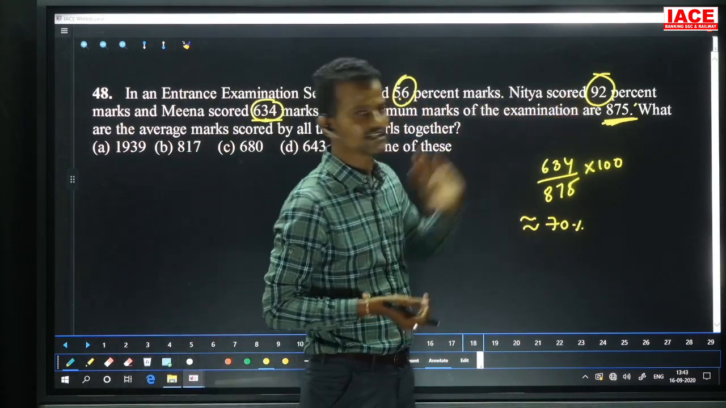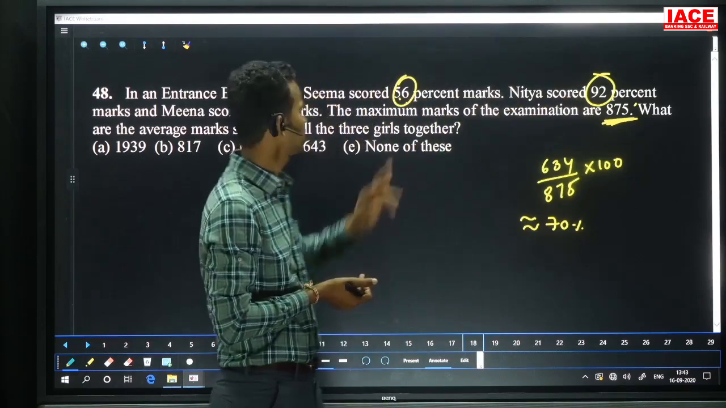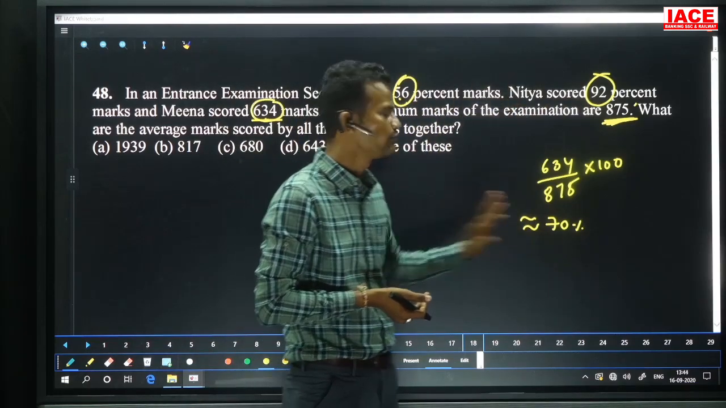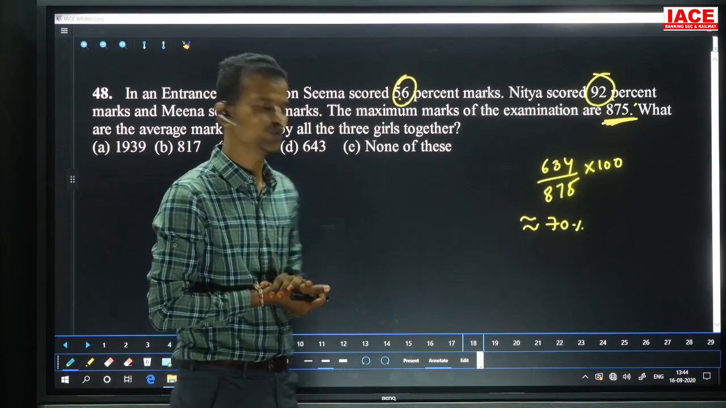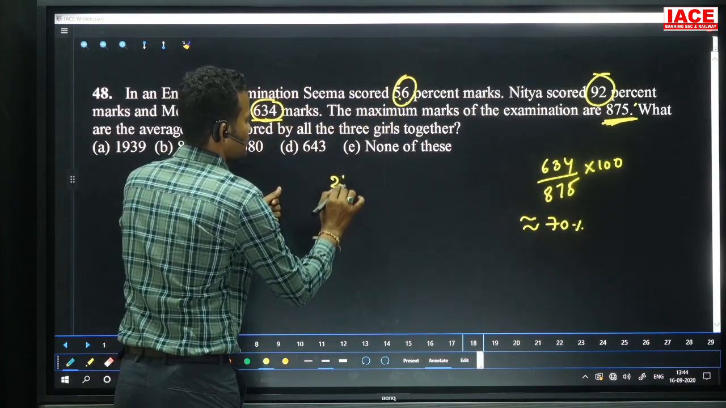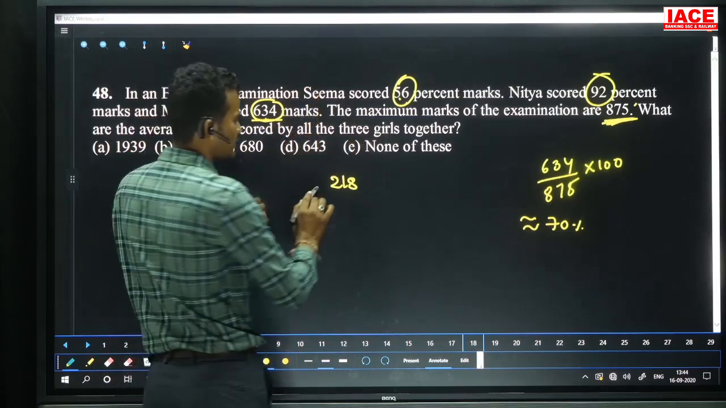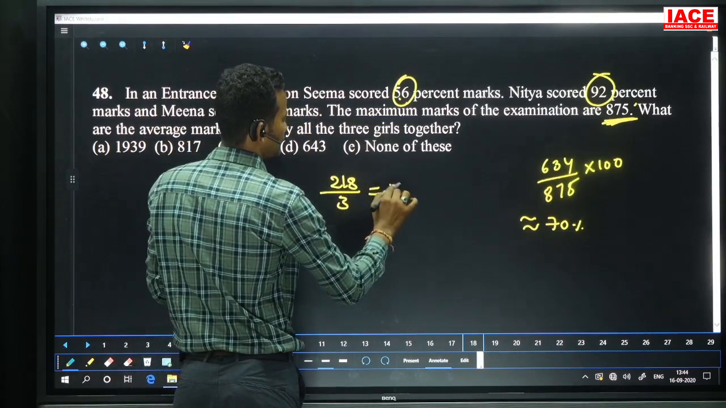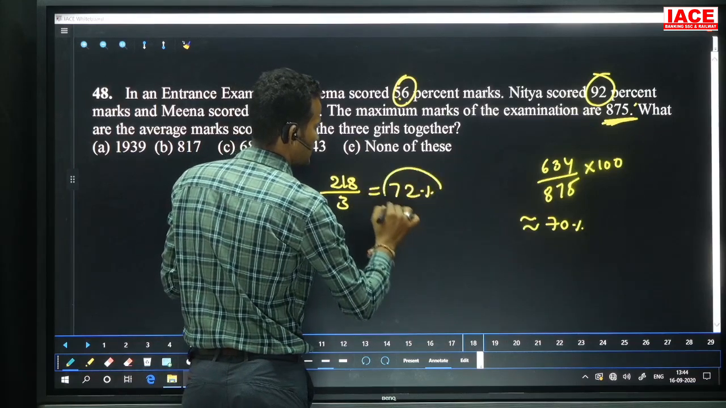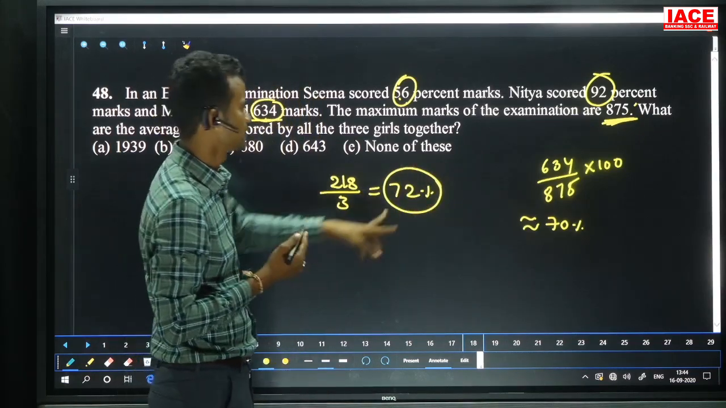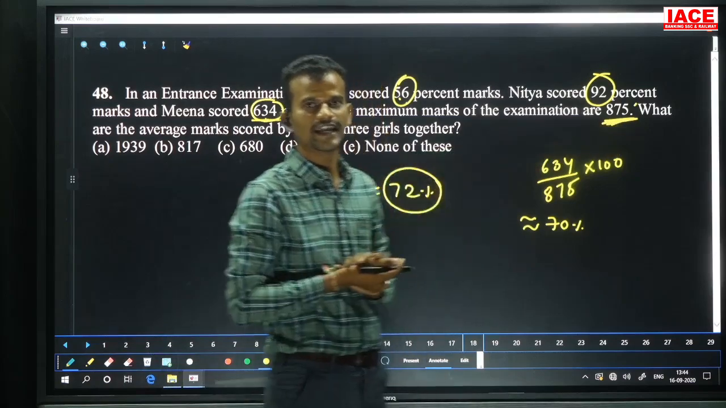56 plus 92. 50 plus 90, 140. 6 plus 2, 148. 148 plus 70, 218. So approximately this is how much percentage, sir? 218. This is the total percentage of 3 people. I require the average, so divided by 3. 3 sevens are 21, 3 twos are 6. So approximately what is the average percentage, sir? 72%. So 72% of 875.